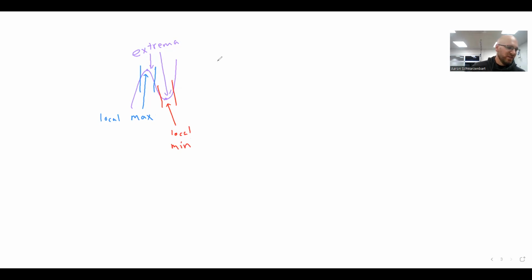The number of extrema is at most 1 less than your degree of your polynomial. So if I have a cubic, it's at most 2. I'll give you a hint, it's either 2 or 0. They always go in pairs. A quartic, that's 4th degree, could have 4 or 1.